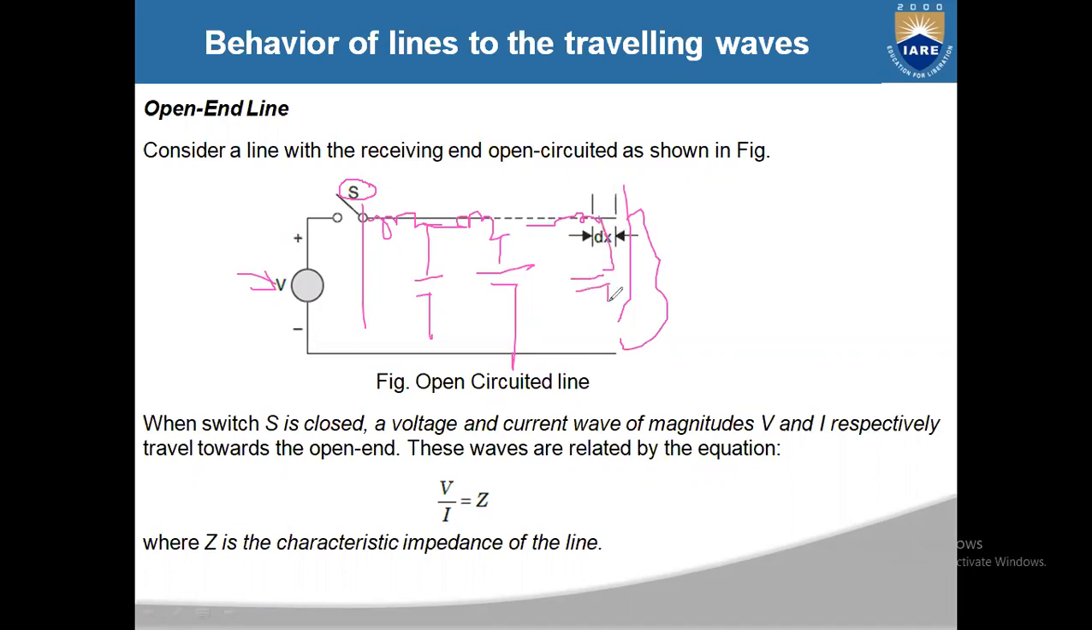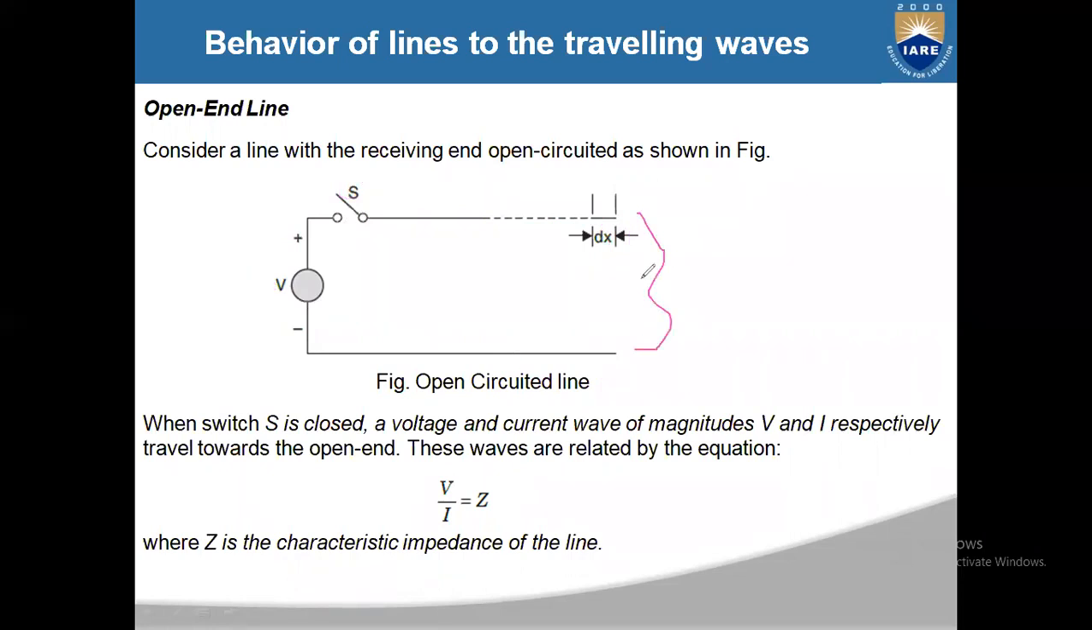Okay, whenever you close the switch, the voltage wave and current wave will travel through this transmission line network from the sending end to the receiving end, right? Now at the receiving end, if you observe, there is a change in impedance. When there exists a change in impedance at any portion of the transmission line, this voltage and current wave will have some reflection and refraction. So this we are going to study here.